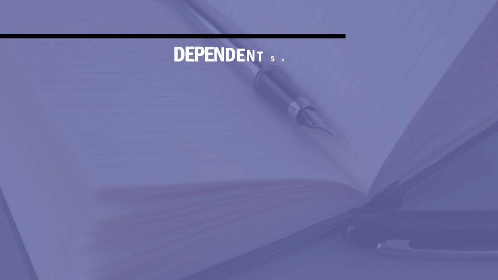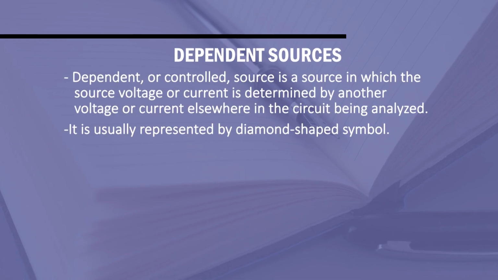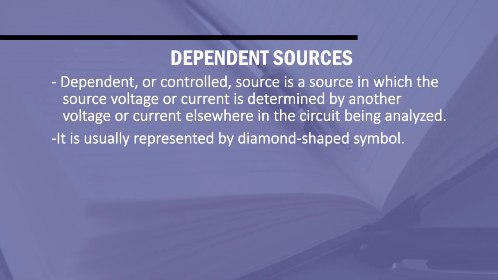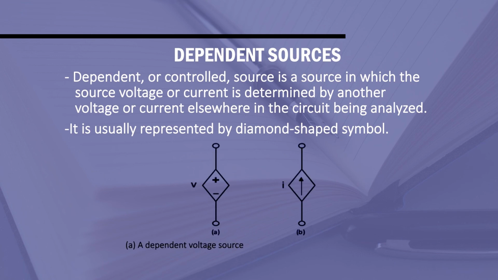Now we have to understand what a dependent source is. A dependent or controlled source is a source in which the source voltage or current is determined by another voltage or current elsewhere in the circuit being analyzed. It is usually represented by a diamond shaped symbol. You can see in figure A a dependent voltage source has been shown. Here between terminal A and B there is a voltage, and polarity has been shown as plus and minus, and figure B shows the dependent current source. In this diamond shaped box one arrow has been shown, which represents that it is a dependent current source.